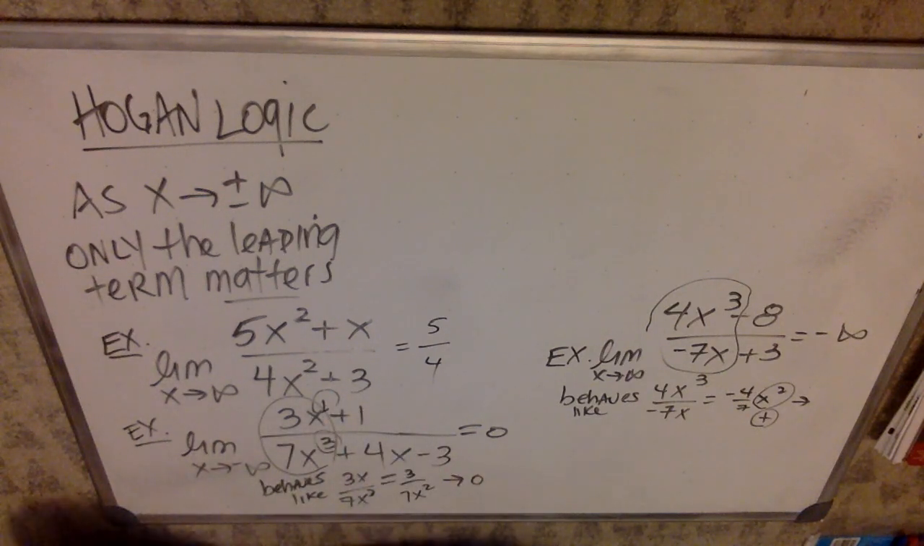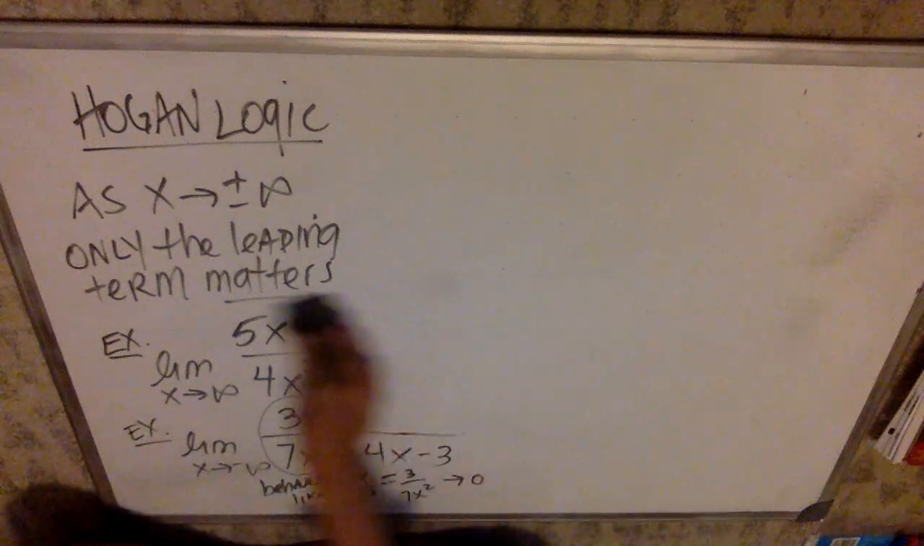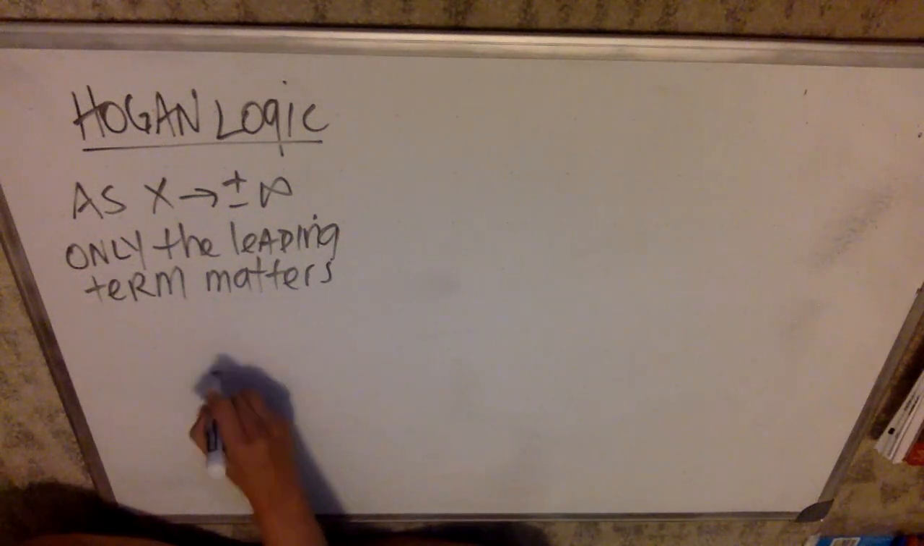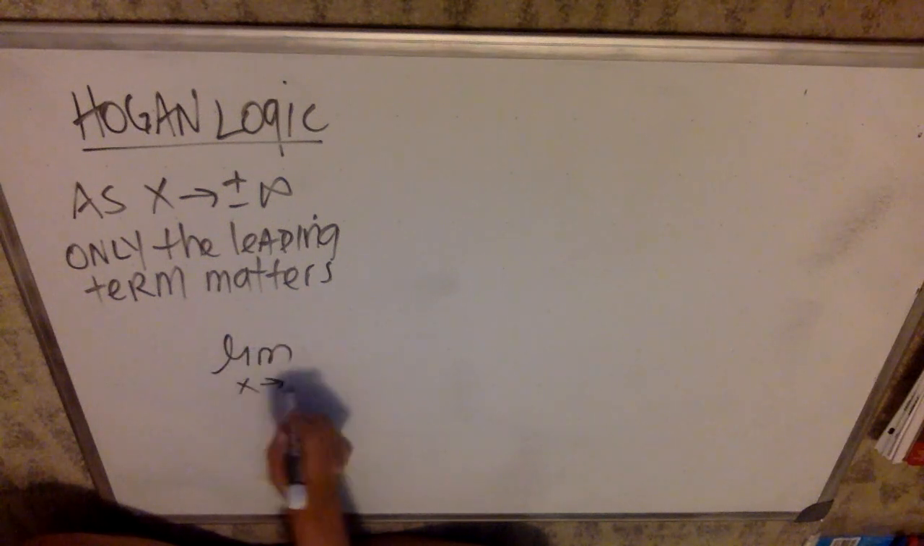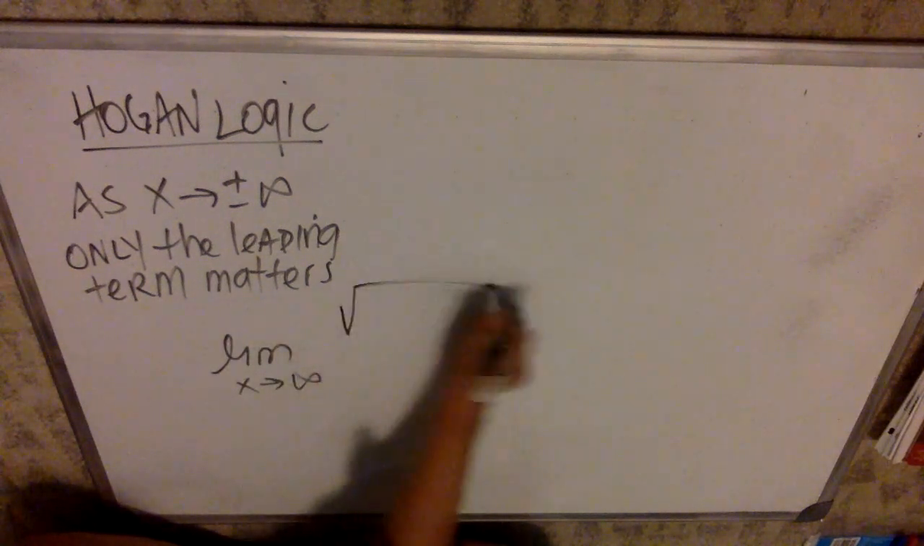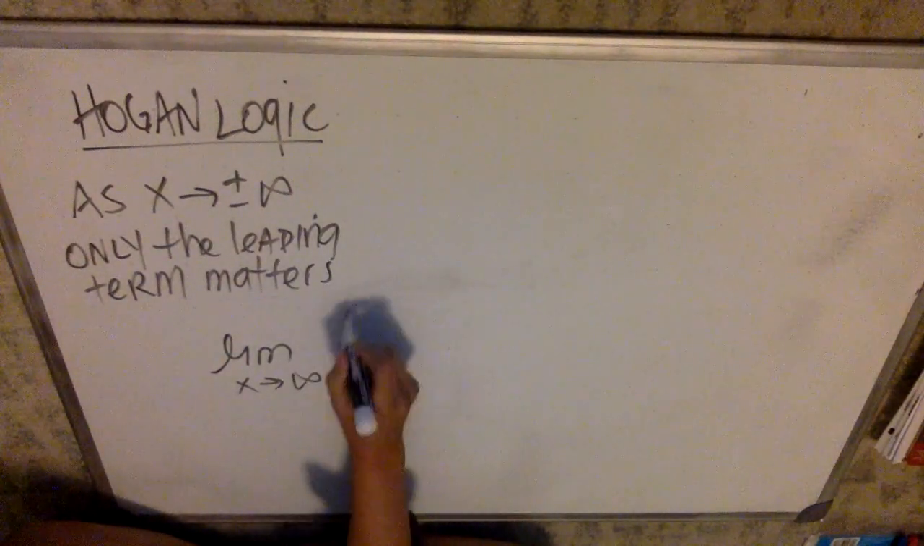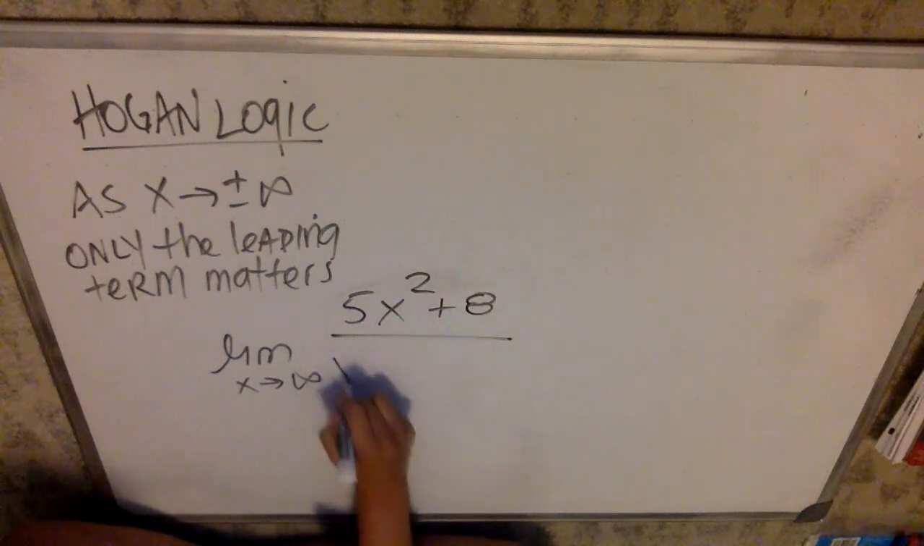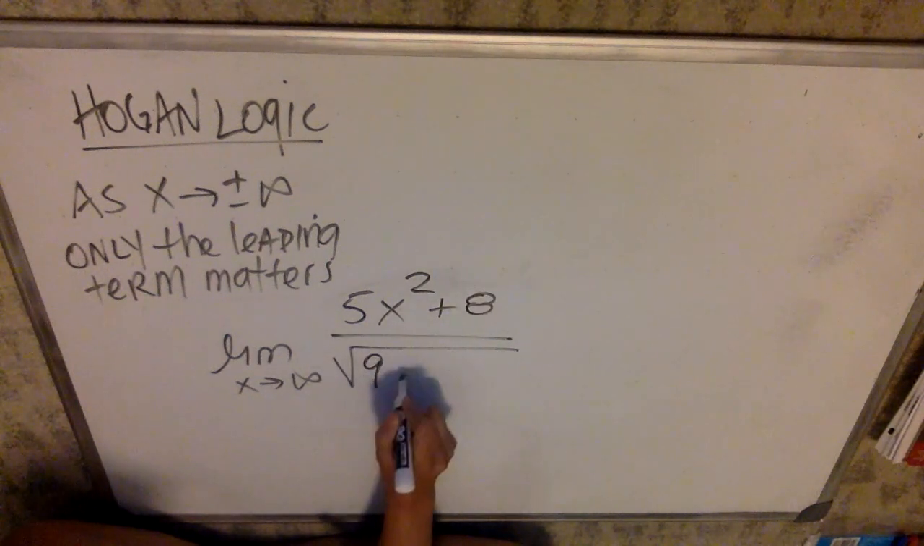So now if we transfer that logic to what I just did with the square roots, let's go back to the limit as x approaches infinity of something like, let's do 5x squared plus 8 over the square root of 9.